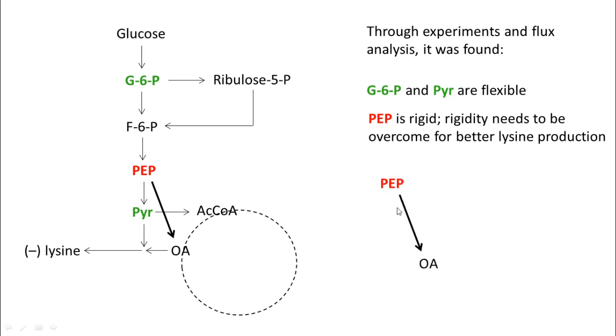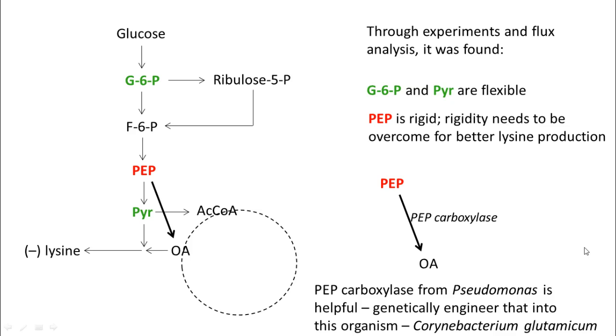In other words, PEP is going to OA, this is the desired branch. This is the PEP carboxylase enzyme that is doing this. PEP carboxylase from the regular organism leads to a rigid node, whereas PEP carboxylase, the enzyme from Pseudomonas, is helpful to break the rigidity. Therefore, the approach was to take the Pseudomonas PEP carboxylase, express it in Corynebacterium glutamicum, and that has helped to decrease the rigidity of this node and thereby increase the production of lysine by about threefold.